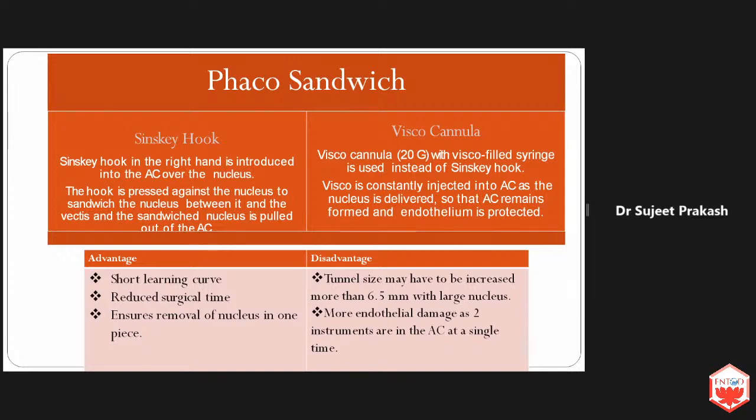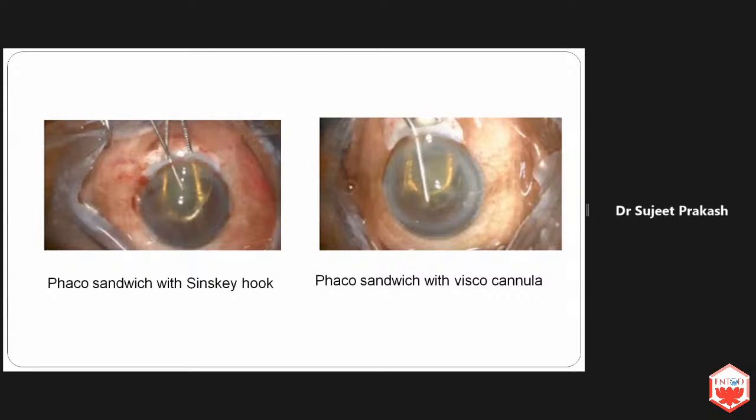Whereas the disadvantage is the tunnel size may have to be increased more than 6.5 mm if the nucleus is large, and the chances of endothelial damage are more as two instruments are being maneuvered in the NTA chamber at the same time. Here is a picture depicting the phaco sandwich with Sics cube on the left side and phaco sandwich with visco cannula on the right side.